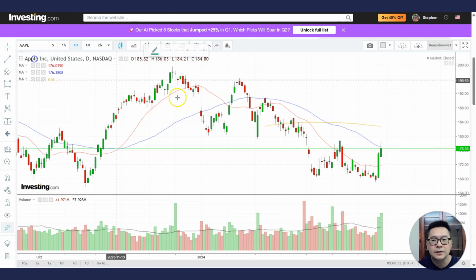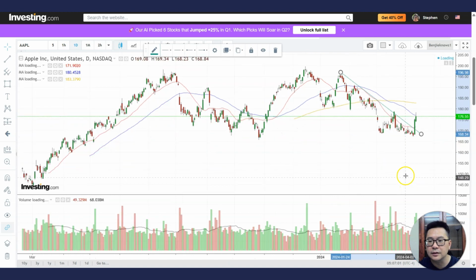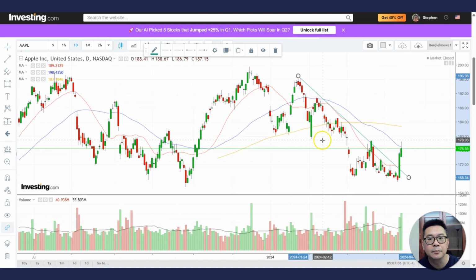What you really want to see is for it to break above the 50 MA, stay above it, and then slowly rise up again. Otherwise, we could see it slam down and maybe go way lower again.